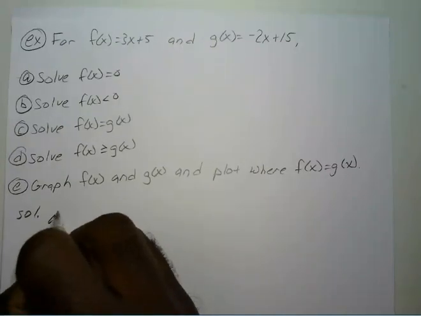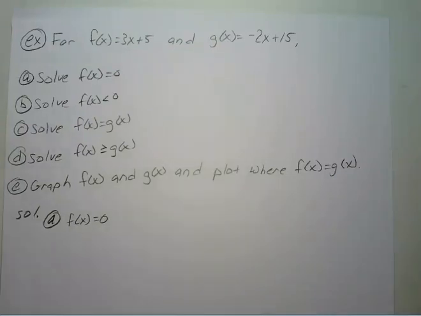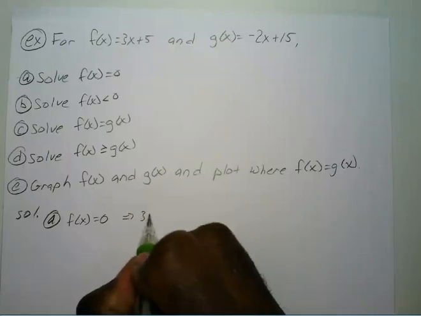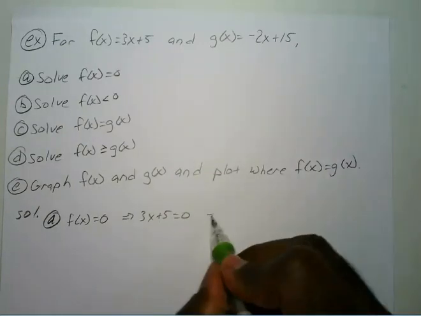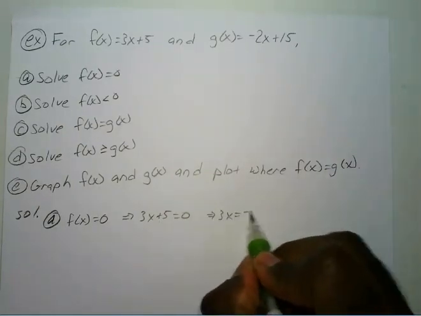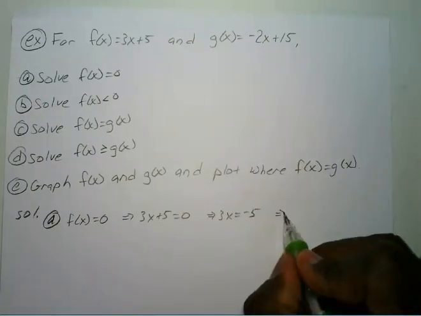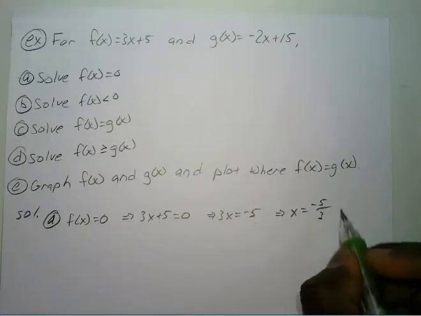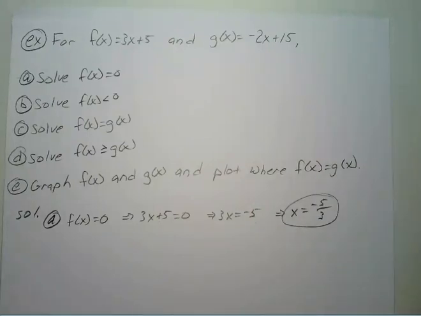Okay, so for A, find f of x equals 0. Since that's our f of x, that just means we want to find where 3x plus 5 is equal to 0. If we subtract 5 from both sides, we get 3x equals negative 5. We divide both sides by 3, we get x equals negative 5 over 3. So if we plug in negative 5 over 3, f of x will equal 0.